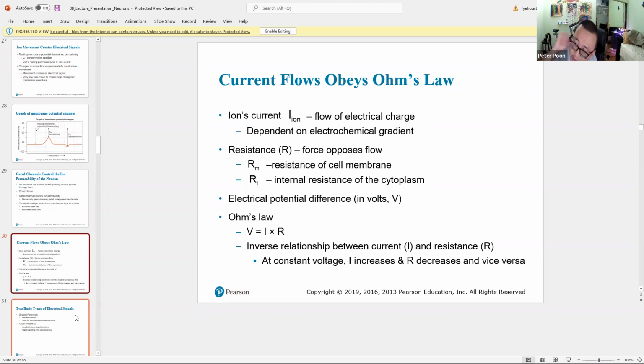The voltage obeys something called Ohm's law. Ohm's law is the difference in volts is the ion flow times the resistance. So if you increase ion flow or you increase resistance, you get more voltage. But if you maintain a voltage, then if one goes up, the other must go down.